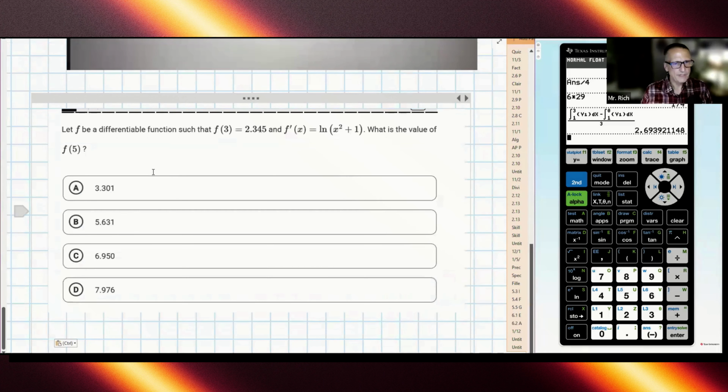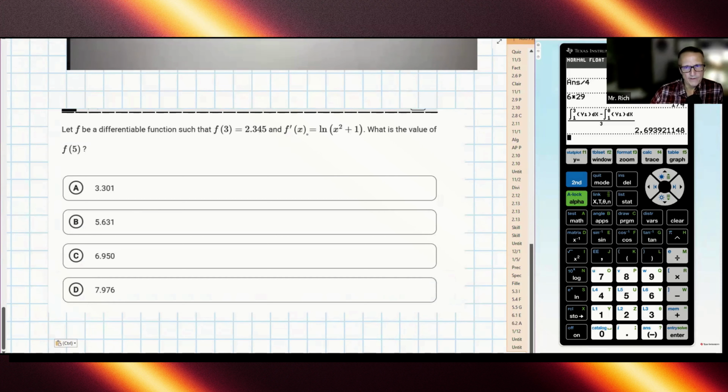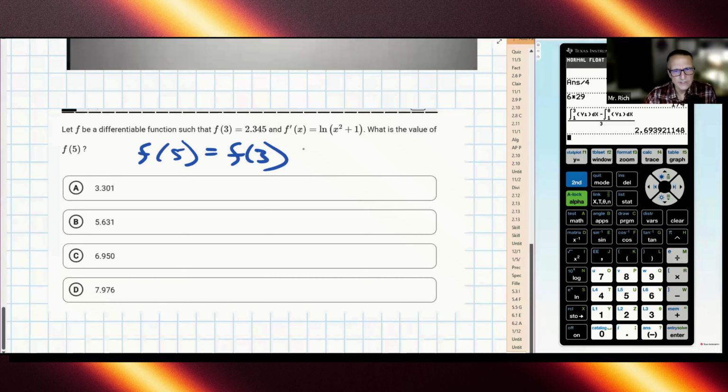So Bella, this one says, let f be a differentiable function such that f of 3 is this and f prime is this. What's the value of f of 5? So again, it's going to be very similar to the one I did there. I'm going to write it out a little bit more completely. I'm going to start at f of 3, and then add the net change that would occur from 3, because I know the y value at x equals 3. So I'm going to integrate from 3 to 5 the f prime function.